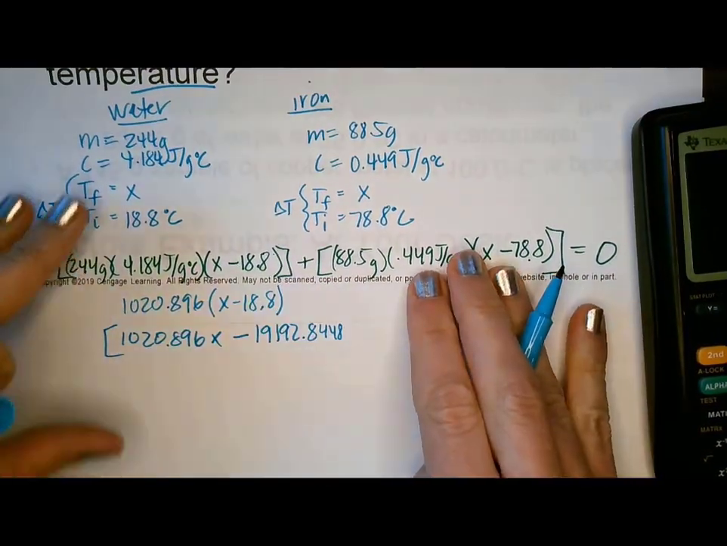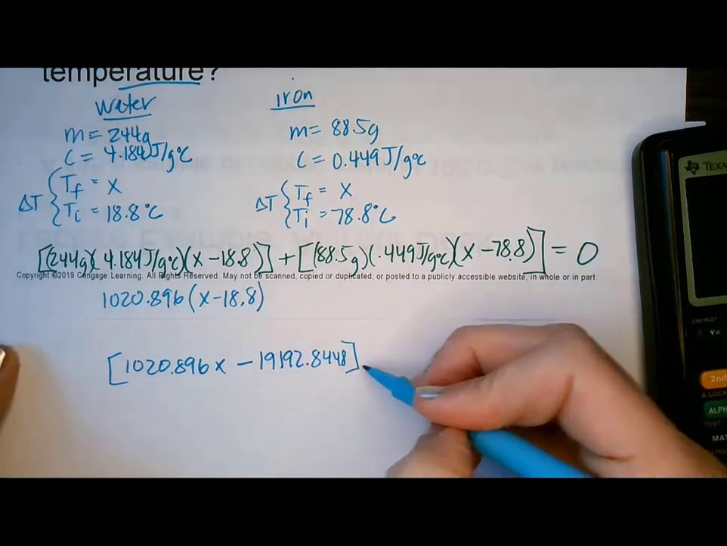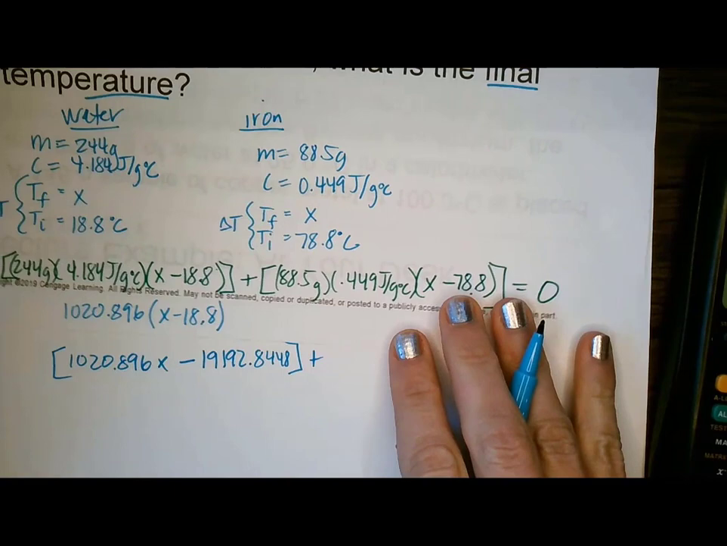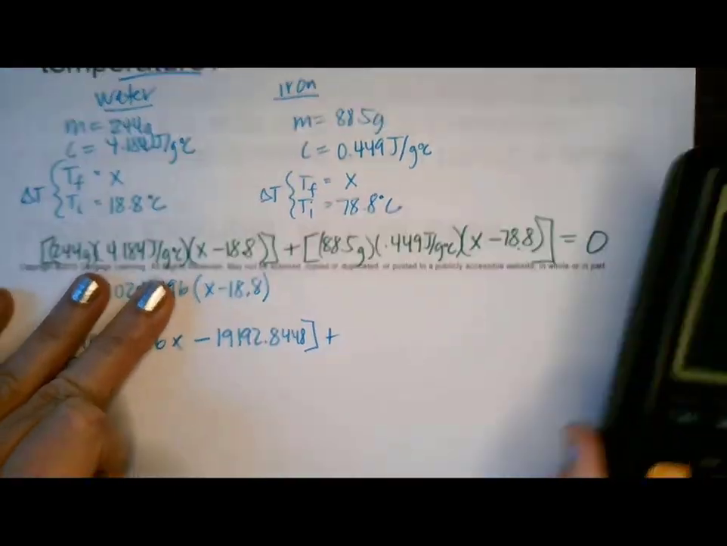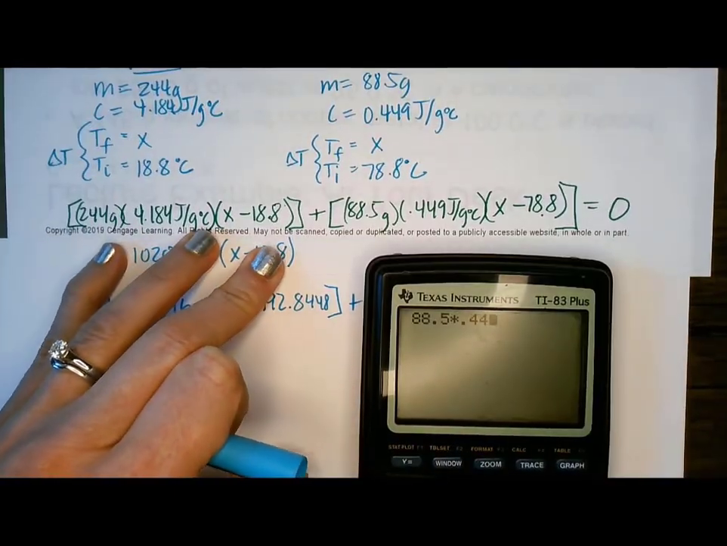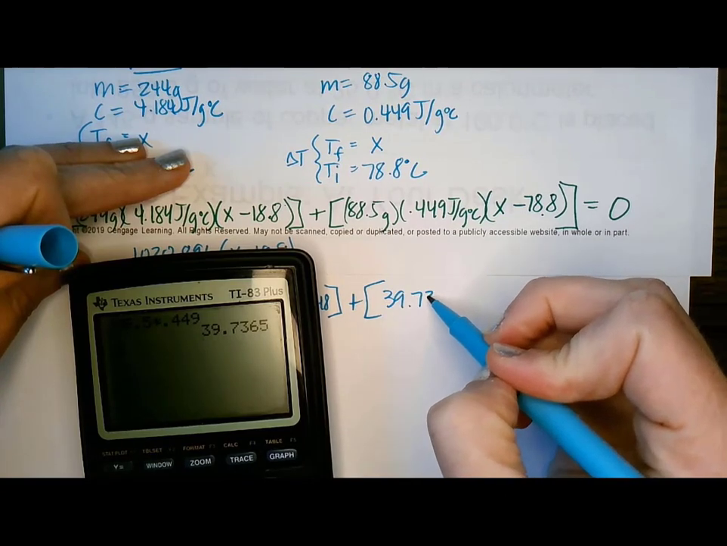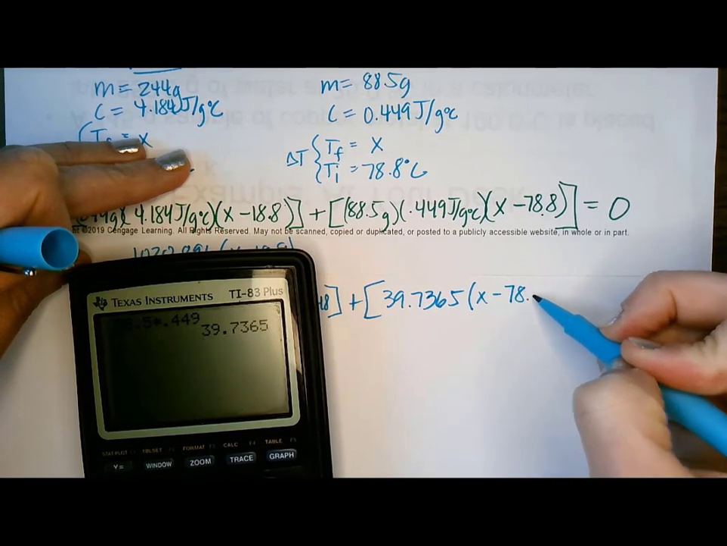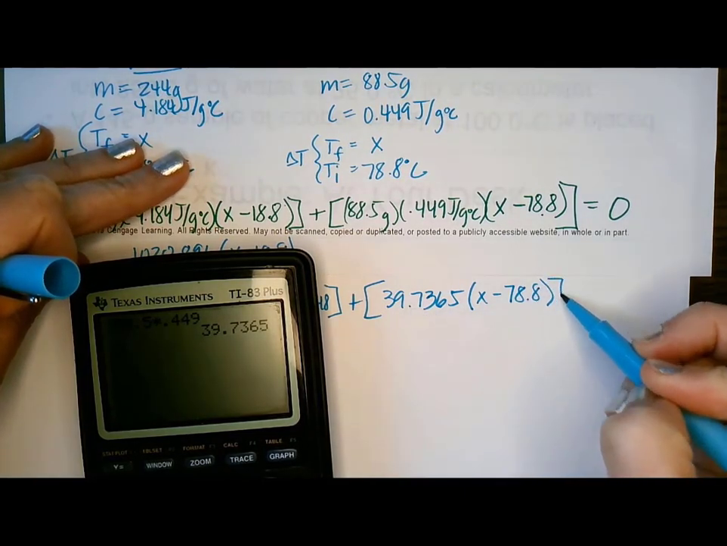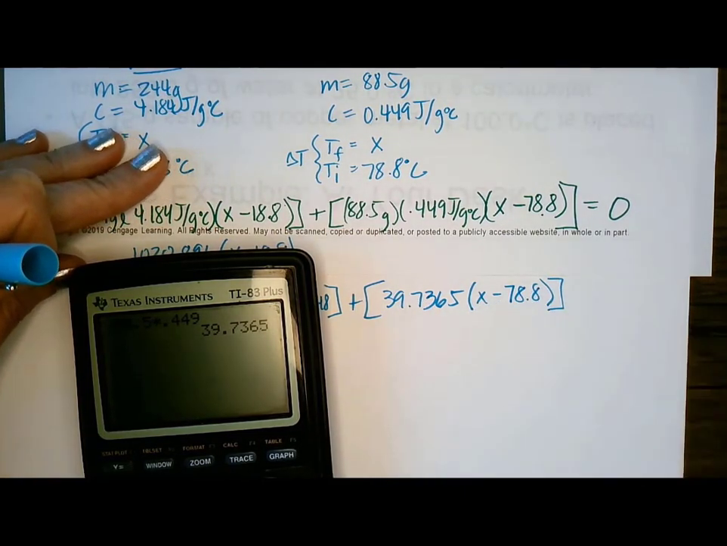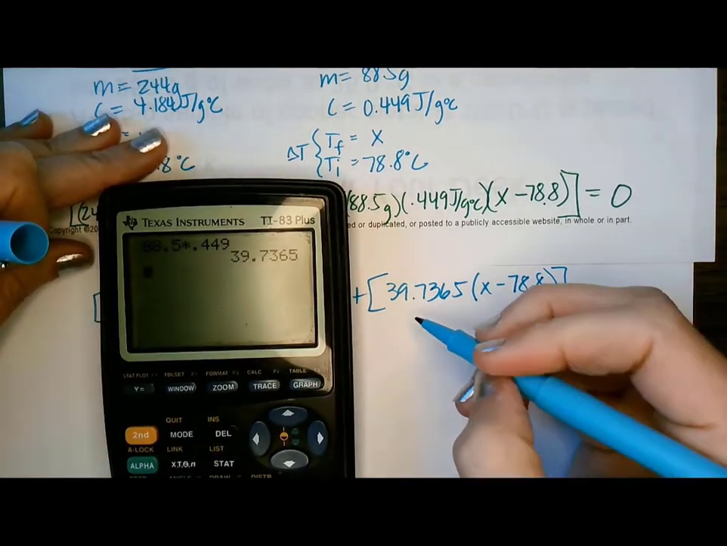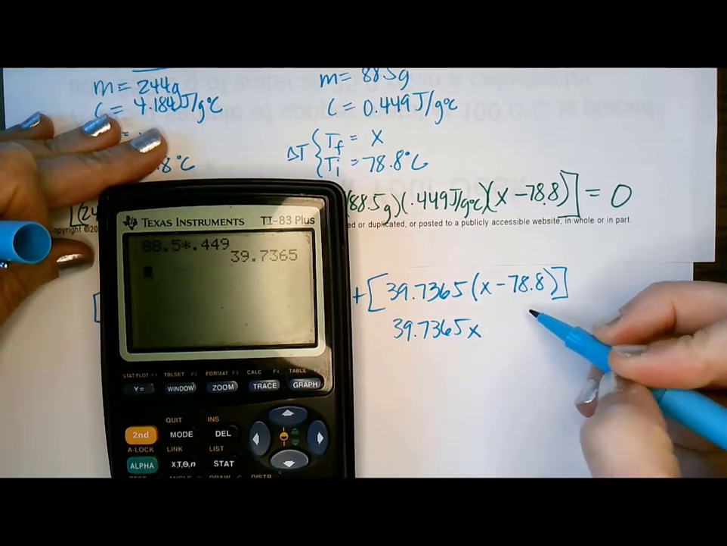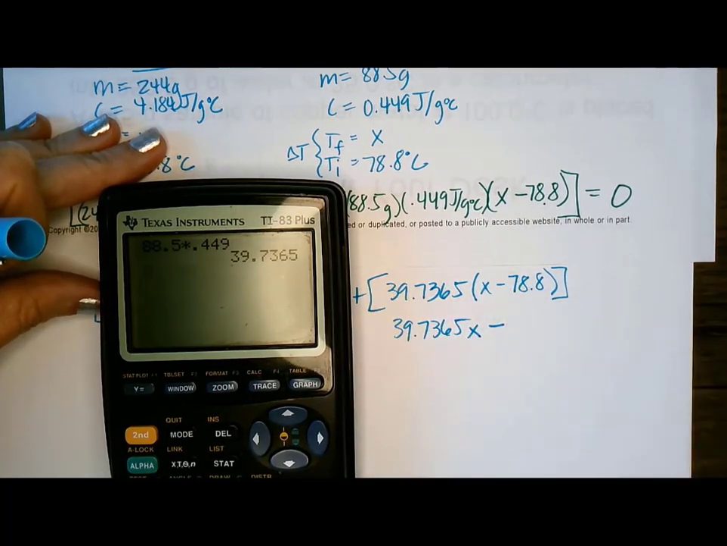Okay, this is my water. Plus, let's simplify on the right side. 88.5 times 0.449 is 39.7365 times X minus 78.8. Let's distribute this so we can get rid of those parentheses. So that would give us 39.7365X minus, we have to multiply these two together.